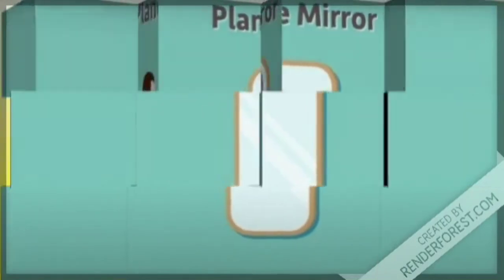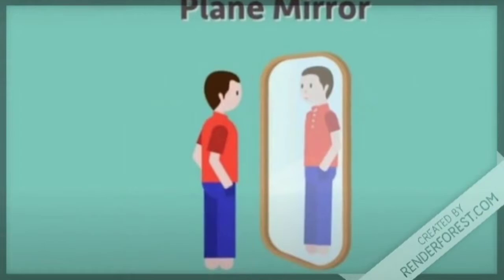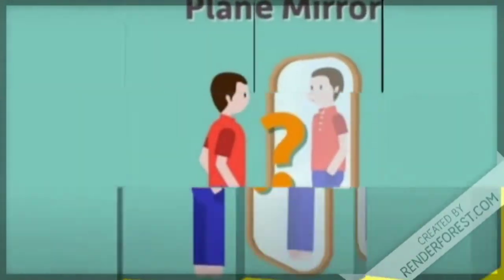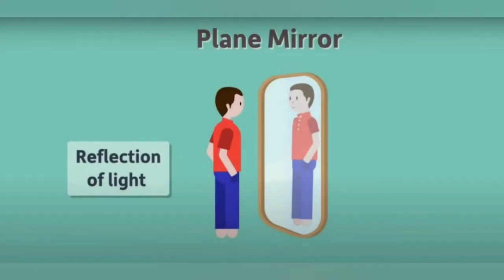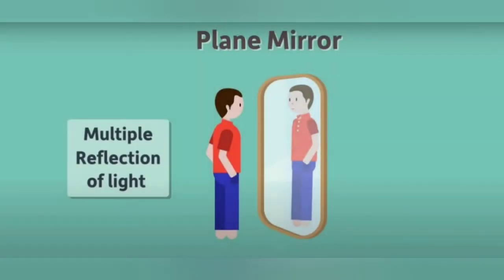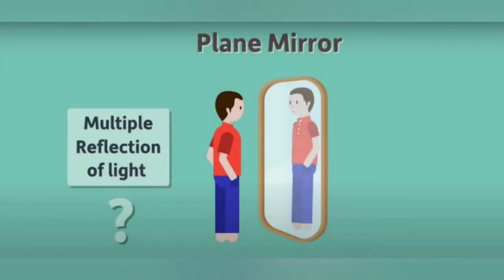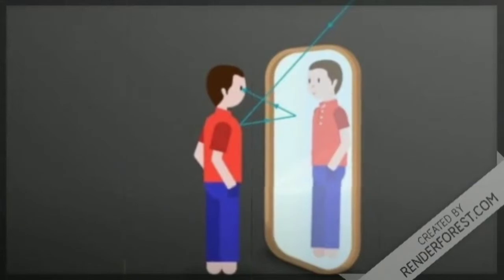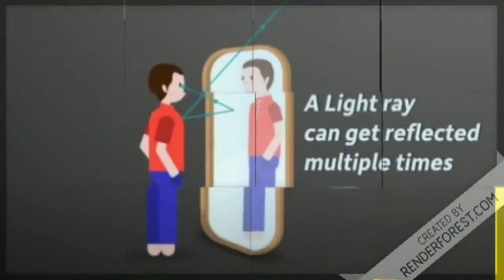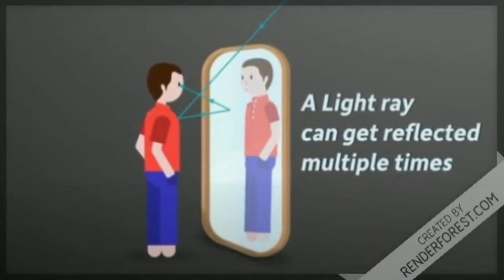When we stand in front of this mirror, we see an image of ourselves in the mirror. Nothing surprising, right? Why do we see our images? Yes, it's due to reflection of light. In fact, it's due to multiple reflections of light. How? The light rays from the source are first incident on our body. They bounce off from our body and fall on the surface of the mirror and again get reflected from there. This reflected light then reaches our eyes and we see our image.